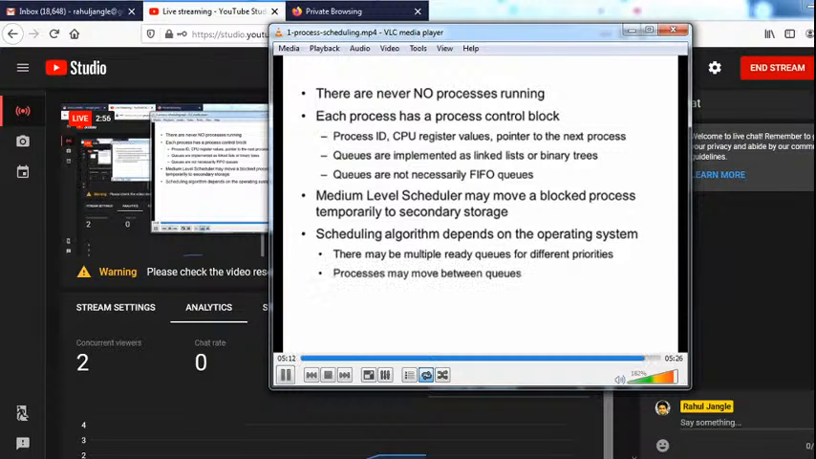Windows uses a round-robin scheduling system with multi-level feedback queues. This means that processes can move between queues depending on how long they've been waiting. And finally, a high priority interrupt will pause normal scheduling.